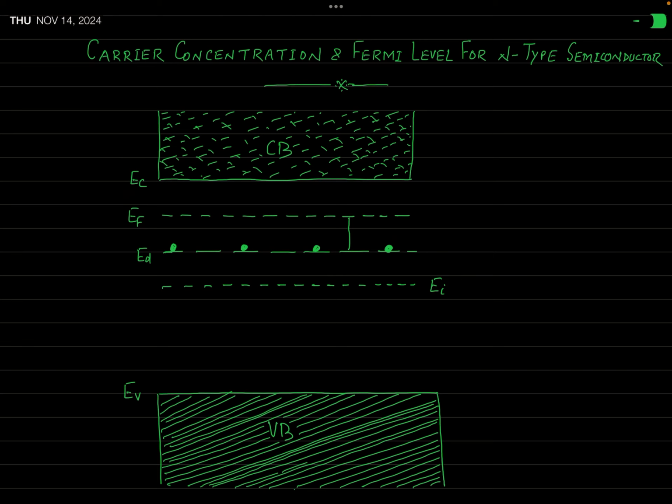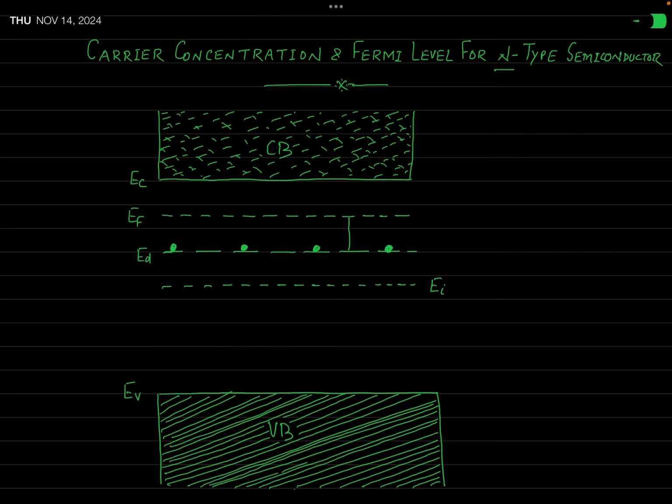Actually, the concentration of donors or acceptors in a semiconductor affects the Fermi level and the carrier concentration of the semiconductor. So, to find the carrier concentration and Fermi level, we will see the problem separately for N-type semiconductor and P-type semiconductor. In this lecture, we are going to see the calculation of carrier concentration and Fermi level for N-type semiconductor.